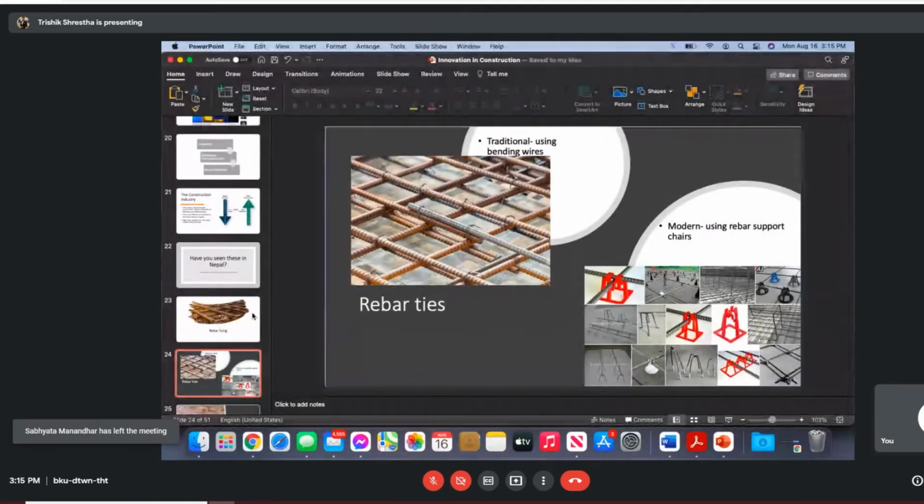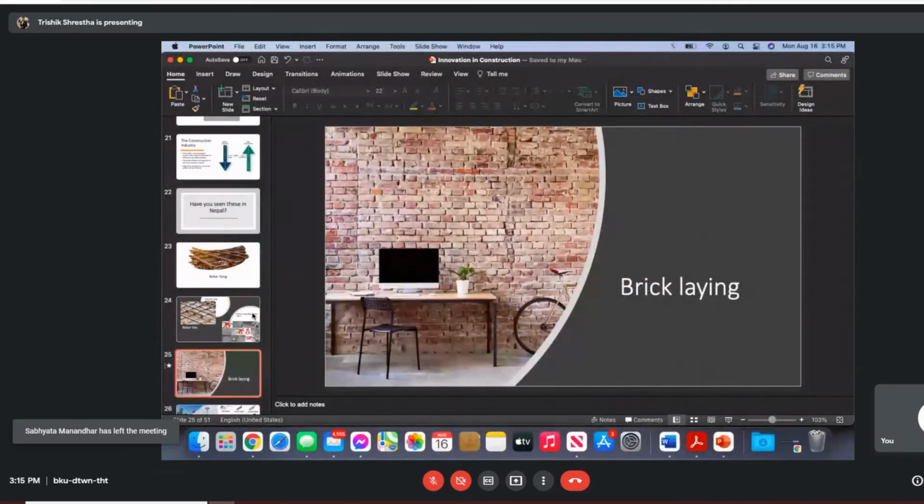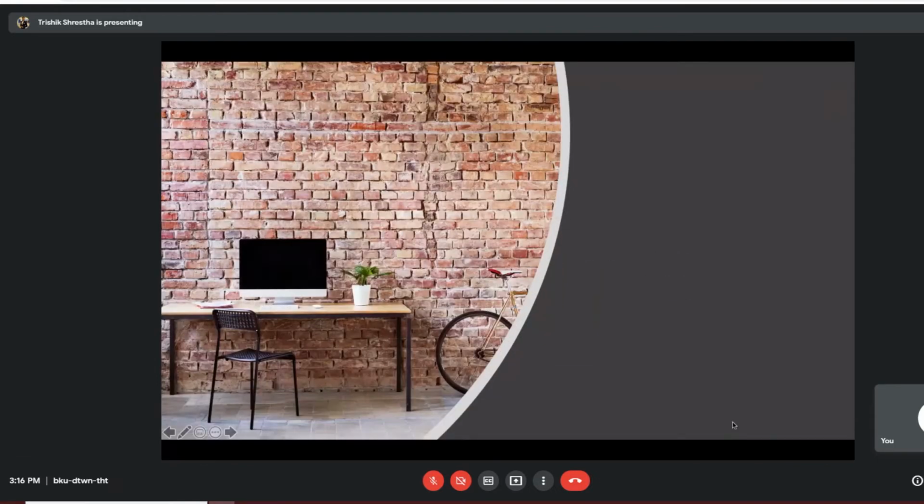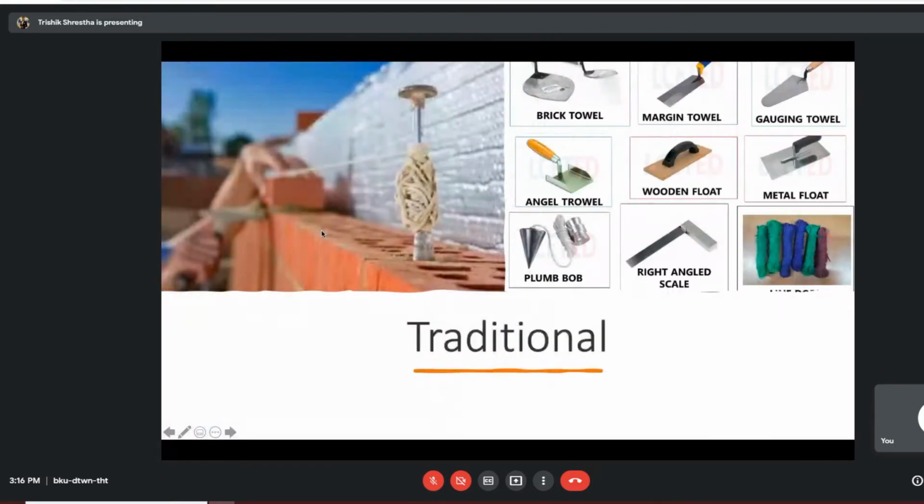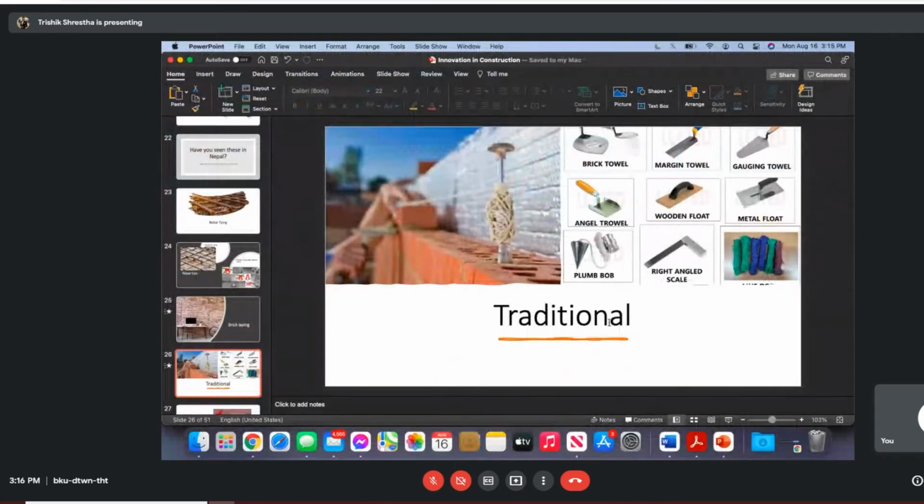So this is regarding the rebar ties, right? So moving on, bricklaying. We all know what it is, right? The process of laying bricks and joining them using concrete. If you have ever stumbled onto a construction site, you've probably seen a few of these tools being used. You see a wooden float, which is used to smoothen out the surface of the concrete. We use the right angle scale. We use the plumb bob to ensure that the walls are being constructed at the right angle. So we see these traditional tools being used.